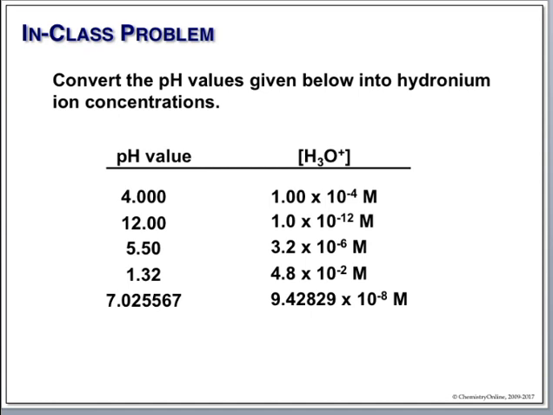Now let's look at these. Which of these solutions are acidic? Remember, if the pH is less than 7, it's acidic. If it's over 7, it's basic. So acidic, basic, acidic, acidic. What is this? That's over 7. It's basic, by just a tiny bit.